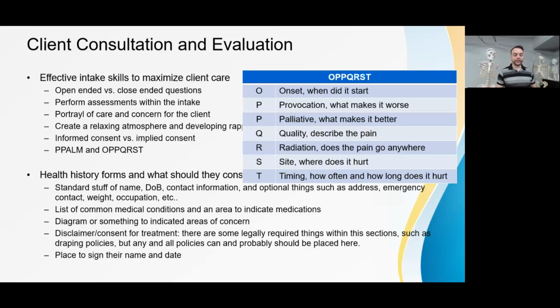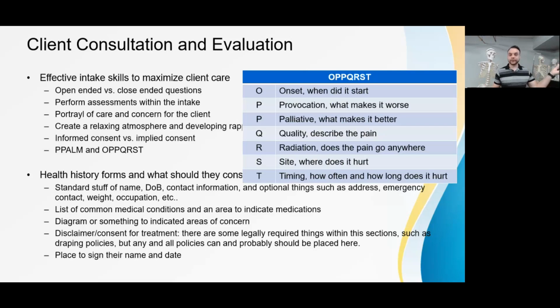Quality, you know, describe the pain. Does it radiate? Which is the next thing, radiation. Does it radiate from area to area? Does it move somewhere? Is the pain intense? Is it really sharp and really jarring and debilitating? Is it just a dull ache? You know, what is it?